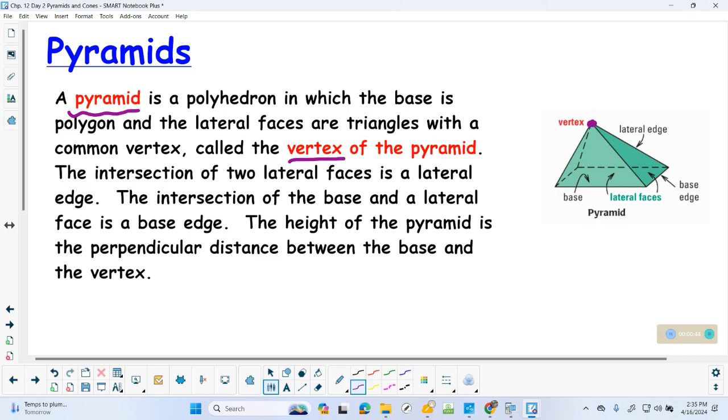Now, it's not drawn on here, but I'm going to draw it because you're going to see it today. Height of the pyramid, how tall the pyramid is. So the height goes straight through the middle, and it's perpendicular to the base.